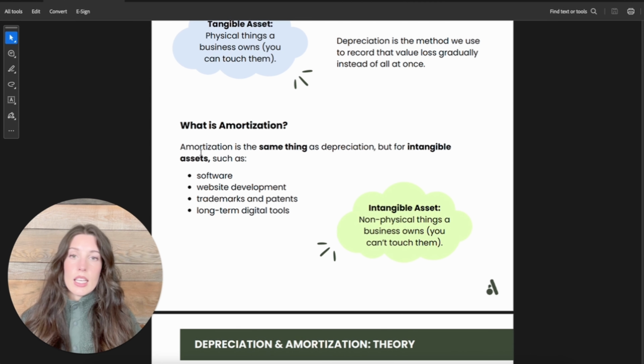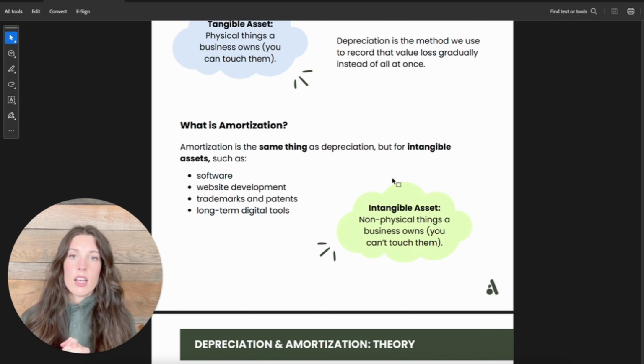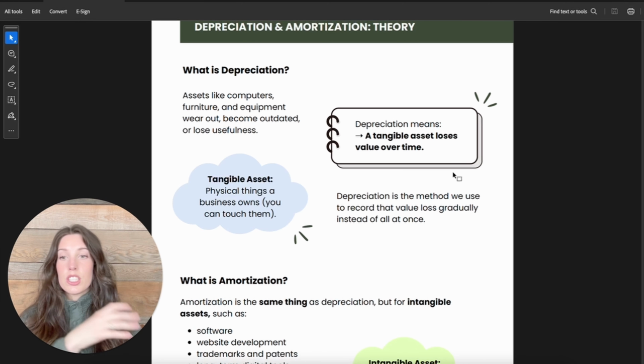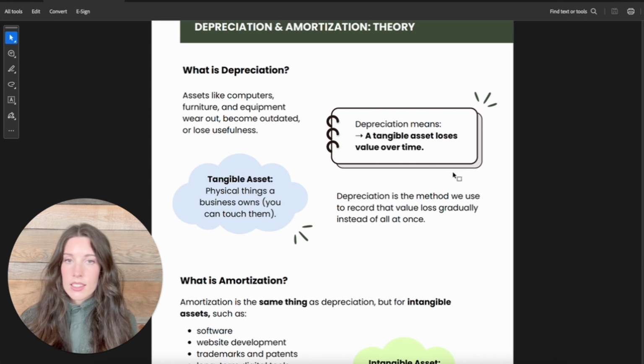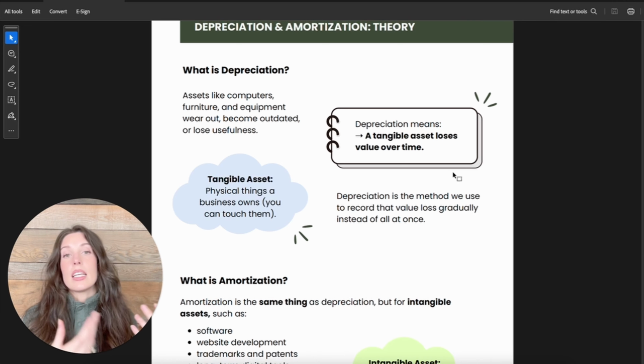Now, amortization is the exact same thing as depreciation, but it's for intangible assets. These are things that you can't physically touch, but the business will use over multiple years. Think of things like software, trademarks, patents, website development costs. These also lose value or usefulness over time, so we record that gradually as amortization. You'll often hear people use the words depreciation and amortization interchangeably, and that's totally fine. But just know that theoretically, depreciation is for tangible or physical assets, and amortization is for intangible or non-physical assets.